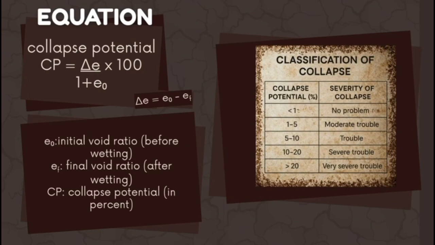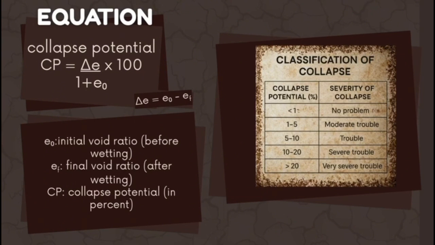Okay, now I will explain the table, which is the collapse classification table. Based on the calculated CP value, we can classify the severity of the collapse. This table shows how it works. If the CP that we get is under 1%, there is no problem at all. If it is 1 to 5%, we have moderate trouble. If 5 to 10%, this is classified as trouble. If it is 10 to 20%, it means severe trouble. And if the CP is above 20%, this indicates very severe trouble.